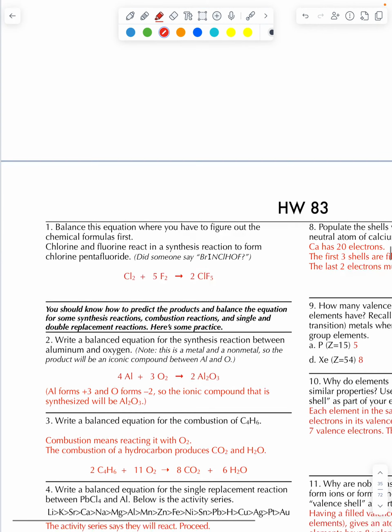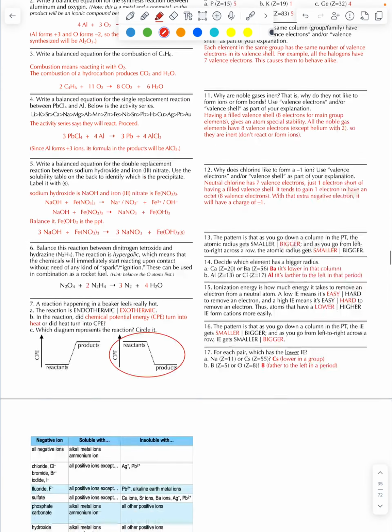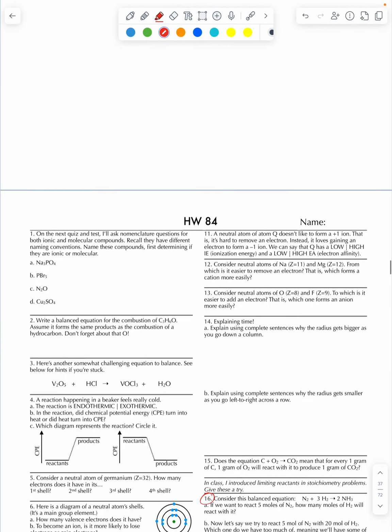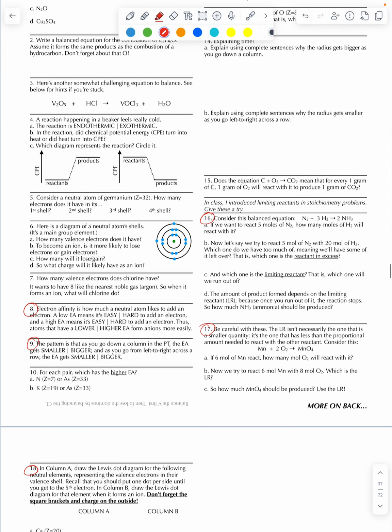Okay? I know I'm going quick, but I'm just highlighting things you should know. Okay, let's go to 84. Again, you're going to see we're speeding up a little bit.